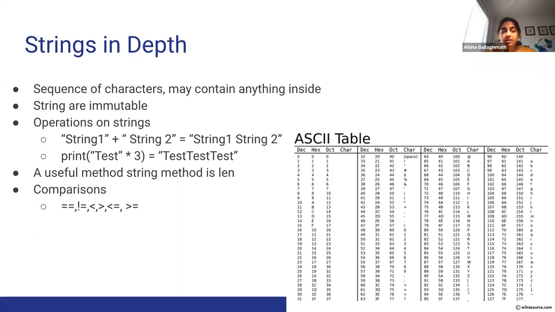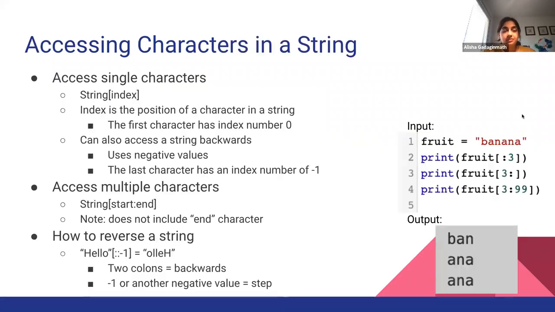This just essentially compares the ASCII numbers that are associated with each character in the string. It just compares those values in order to determine which one is greater and which one is less and stuff like that. Yeah, so next we have accessing characters in a string.